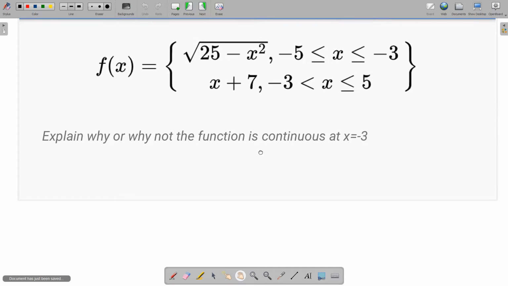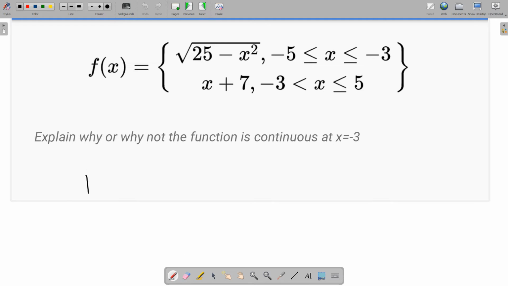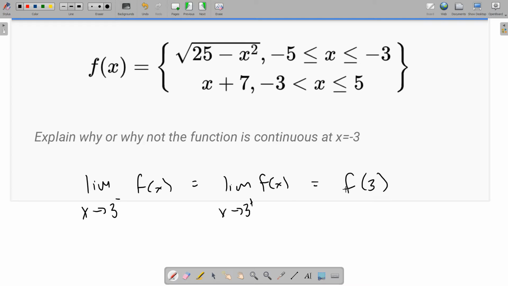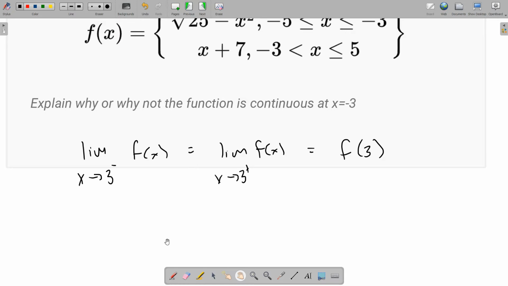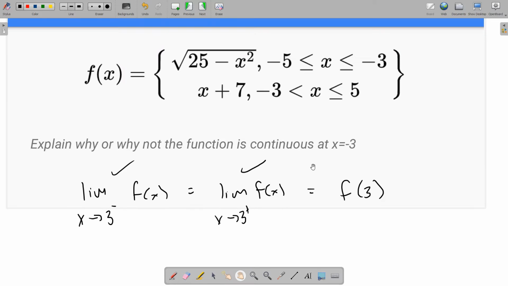So in order for this to be true, the limit as x approaches -3 from the left-hand side of f of x has to equal the limit of f of x as x approaches -3 from the right-hand side, which has to equal f of -3. These all have to be true in order for the function to be continuous there. And we remember back from lesson 1 that it's possible for the limits to match and still have a discontinuity at f of -3. So let's check and see what's happening here.